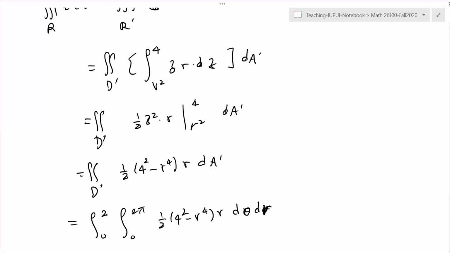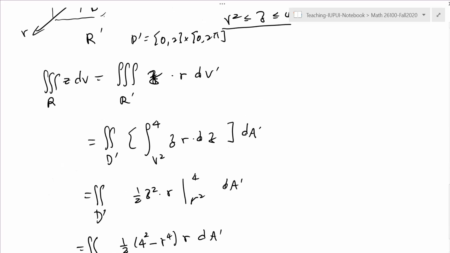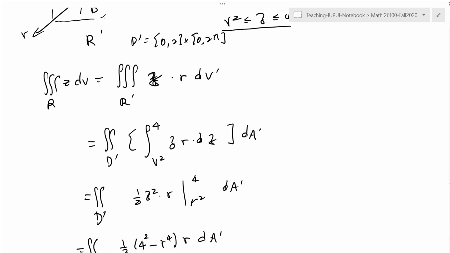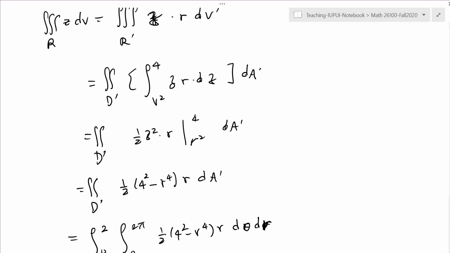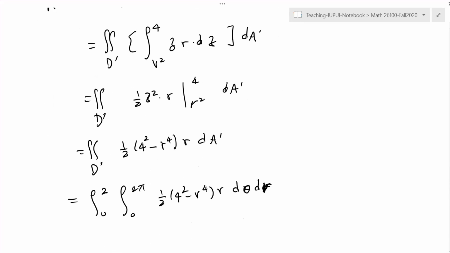You see z is between r squared and 4. We already mentioned that at the very beginning. So yes, you have 0 and 2 for the first one. R is between 0 and 2, so this D prime is the disk at the bottom here. It's 2 here and 2 pi. That's why it's between 0 and 2.